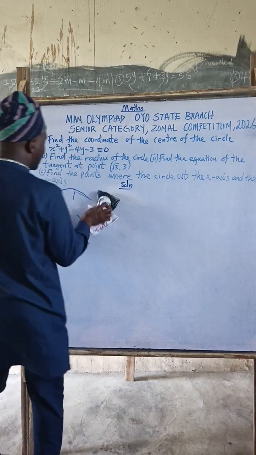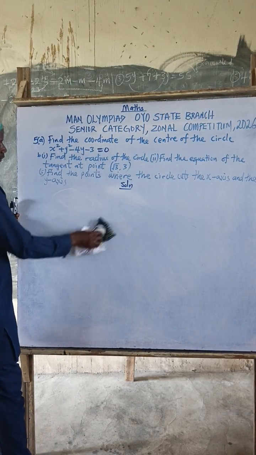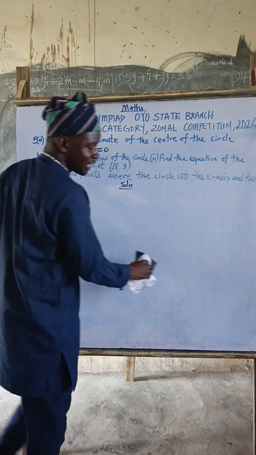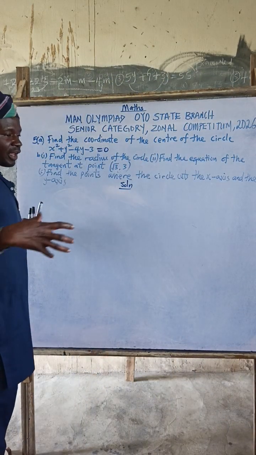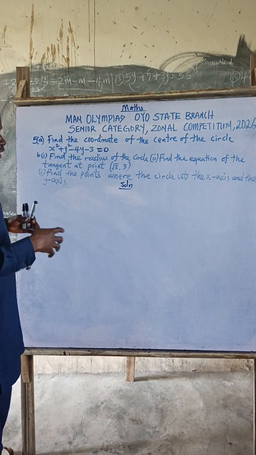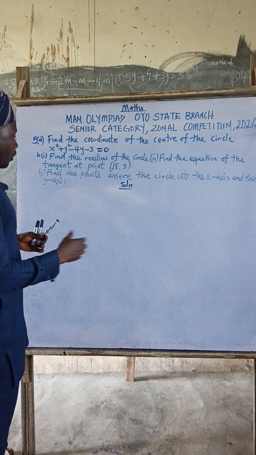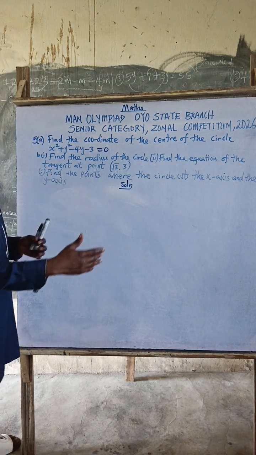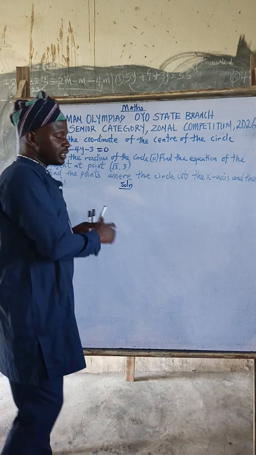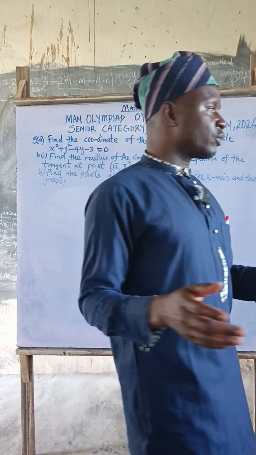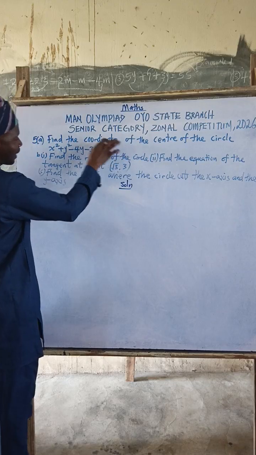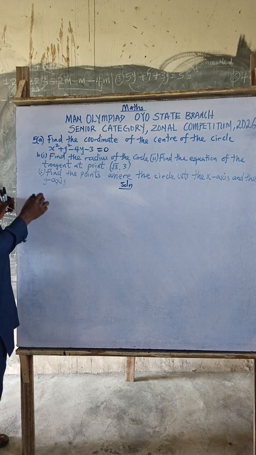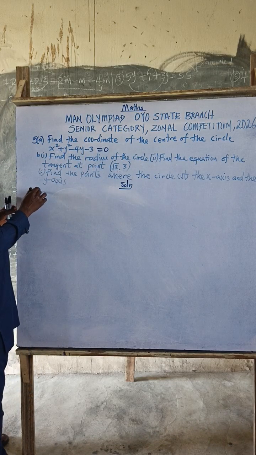And with the knowledge of coordinate geometry, that is for finding the length of a given distance. For instance, you are given coordinate A and coordinate B, and the question asks you to determine the length of AB. So we are going to apply that knowledge in solving this question. So that is the A part.